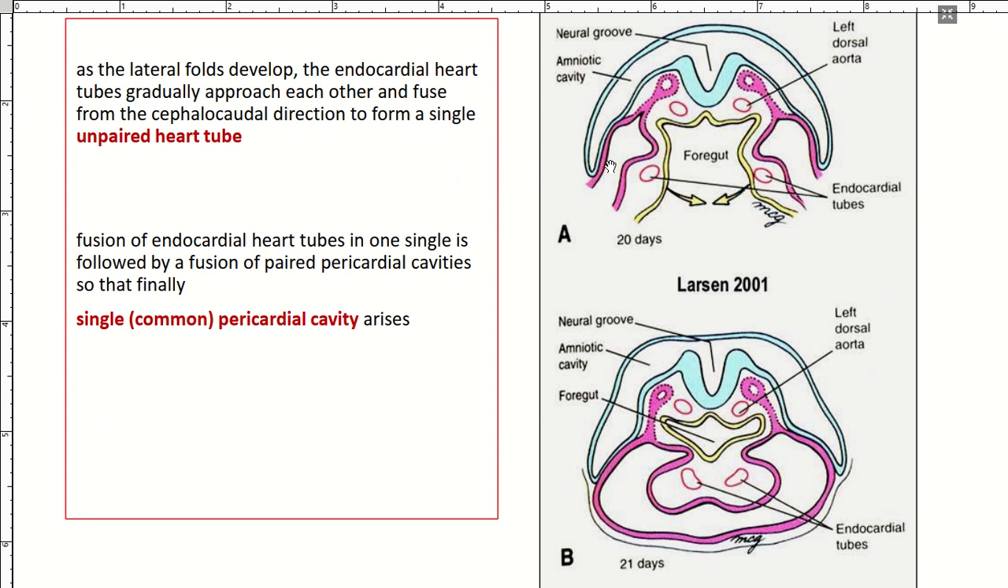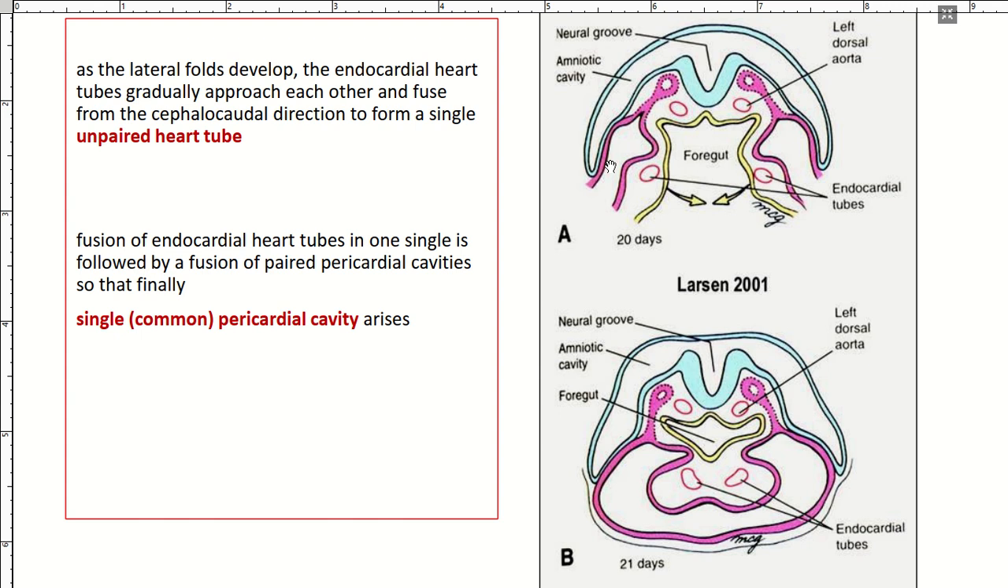So fusion of the endocardial heart tubes into one single tube is followed by fusion of the paired pericardial cavities. If you remember from our body cavities lecture, we said there are three cavities in the ventral portion of the embryo. We have the pericardial cavity that we're going to talk about today, the pleural cavity and the peritoneal cavity. And the pleural cavity is separated from the pericardial cavity by the pleuropericardial membranes. You're going to see them. If you did not attend that lecture, you can go ahead and check it out.